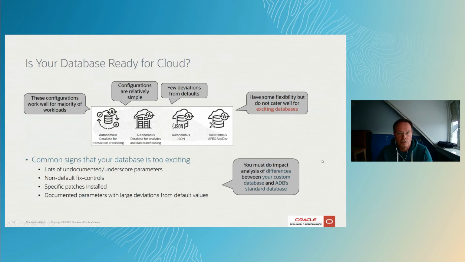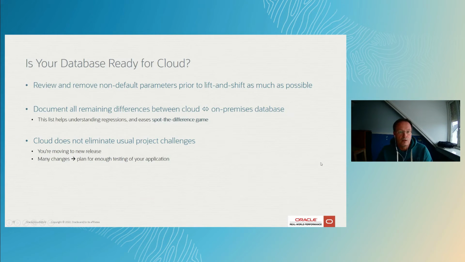So what you must do is impact analysis beforehand of the differences between your custom database and Autonomous Database, which has a standard configuration. Review and possibly remove non-default parameters prior to lift and shift as much as possible. Document all remaining differences between cloud and on-premises database, because you're going to need that document when you start playing this spot the difference game in case things don't go well.